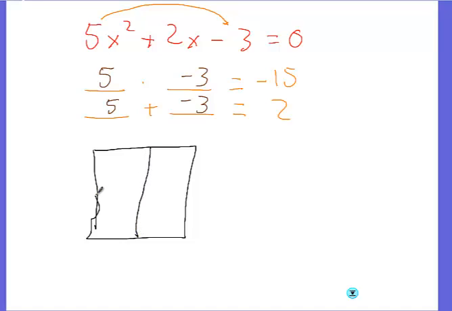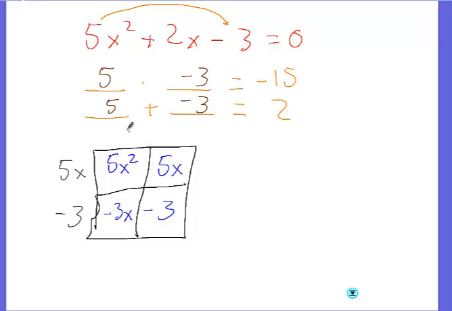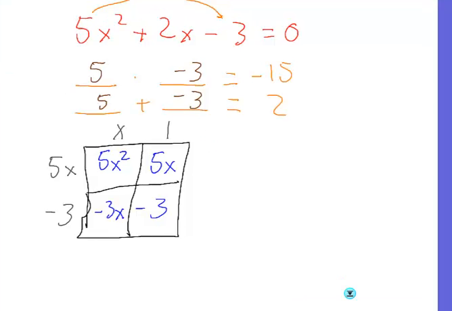So box method, top left, I'm going to put 5x squared. Bottom right, negative 3. Here I'll put 5x. Here I'll put negative 3x. Okay, and we factor out what is common. So 5x squared and 5x is a 5x. Negative 3x and negative 3 is negative 3. This is just x. This is just 1. So our factored answer is going to be 5x minus 3 times x plus 1.